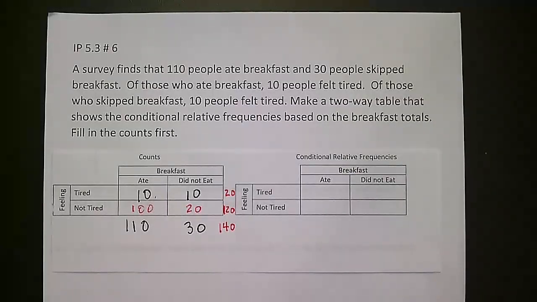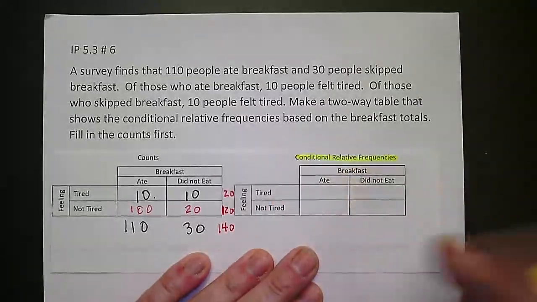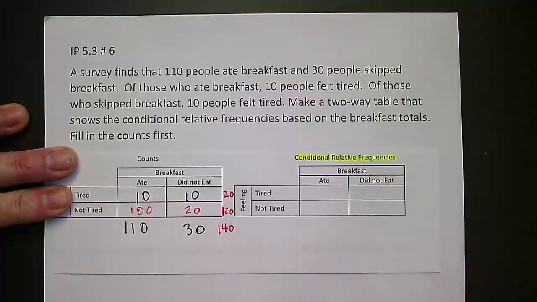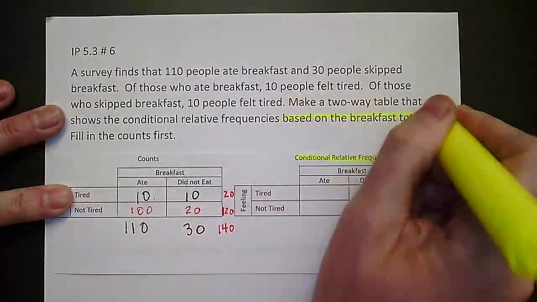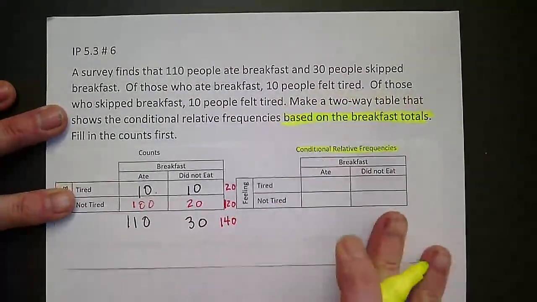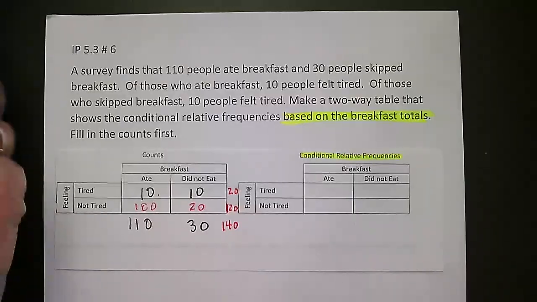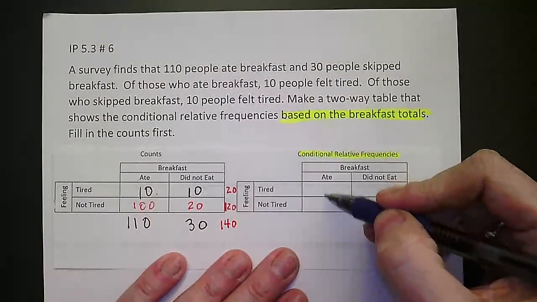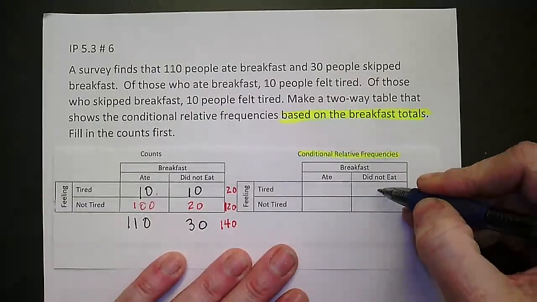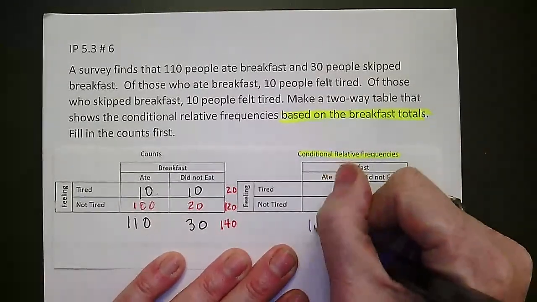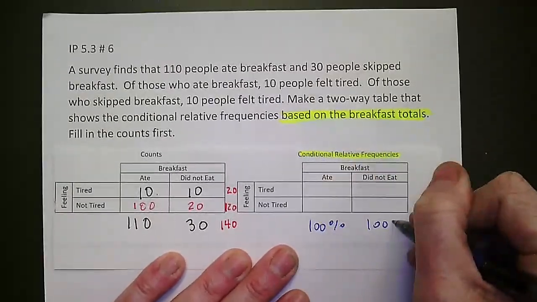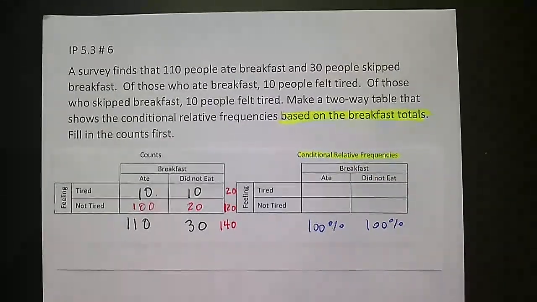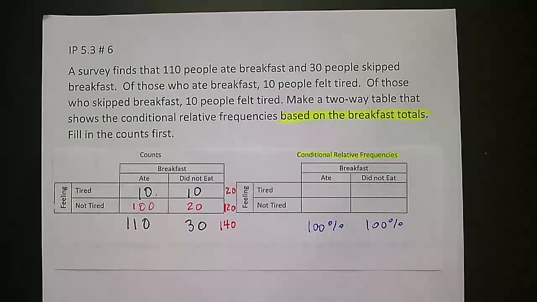Okay, now they want the conditional relative frequencies. So this is going to be out of a given condition. Now it does say based on the breakfast total, so that's important. We're going to basically break these up into percents, but based on what we're seeing here on the breakfast totals, it's going to be what percent we're tired, what percent we're not tired, what percent we're tired, what percent we're not tired. These should both sum to 100%. So what we're going to do here to fill these two in, I'm going to grab a calculator.